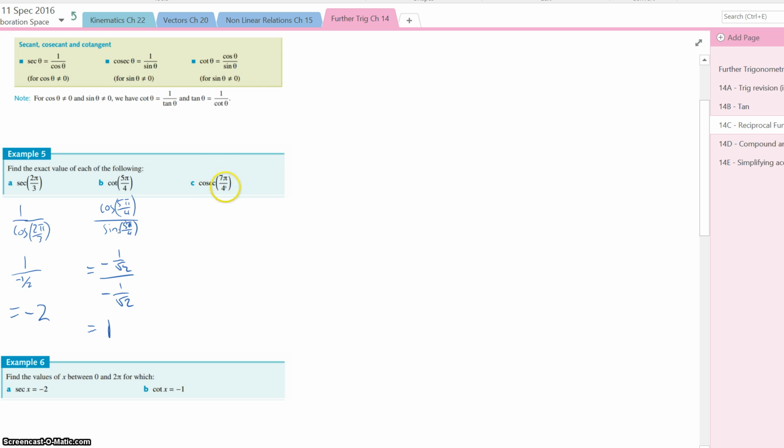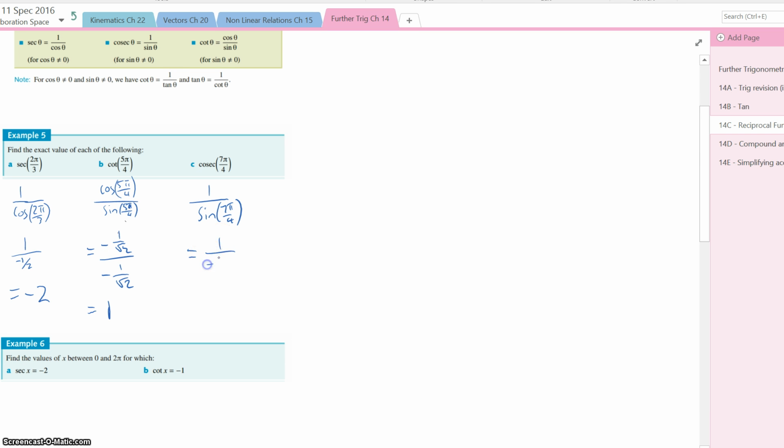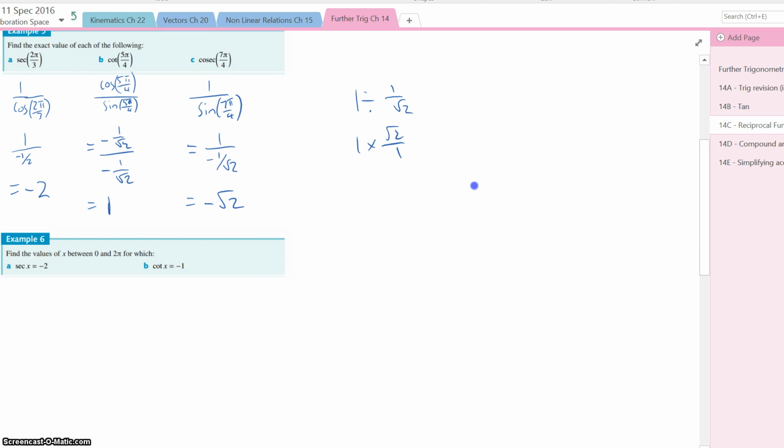Okay, cosec of 7 pi on 4 is the same as 1 on sine of 7 pi on 4. That ends up being sine of 7 pi on 4 is the same as negative 1 on root 2. And we end up getting 1 divided by negative 1 on root 2 is the same as just negative root 2. The way I do that, 1 divided by 1 on root 2 is the same as 1 times root 2 on 1. So those ones should be fairly straightforward, fairly easy. These next ones should be fairly similar.